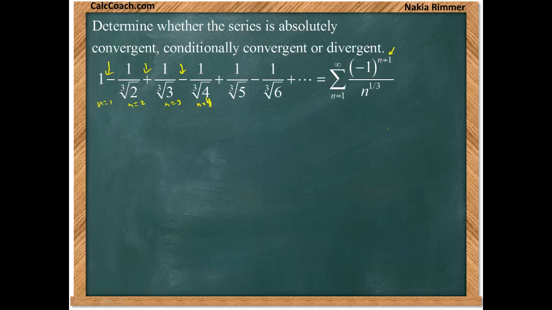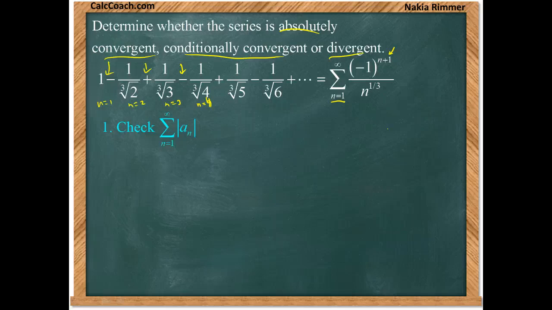It's n plus 1 because we're going to start this at 1, and we want the first one to be positive. So 1 plus 1 is 2, negative 1 squared is positive 1. Great. So we have the summation. We're trying to decide absolutely convergent, conditionally convergent, or divergent. So the very first thing we do is consider the series with the absolute values. If this converges, we're done. The original series converges absolutely.